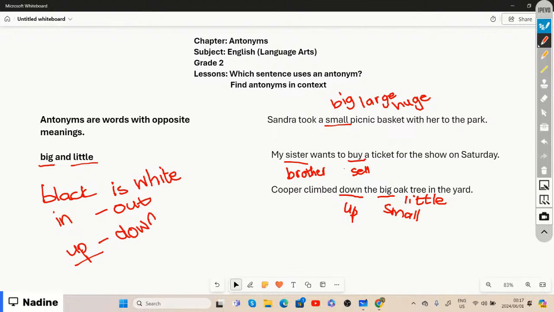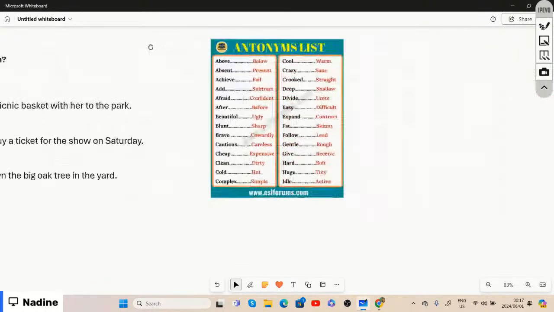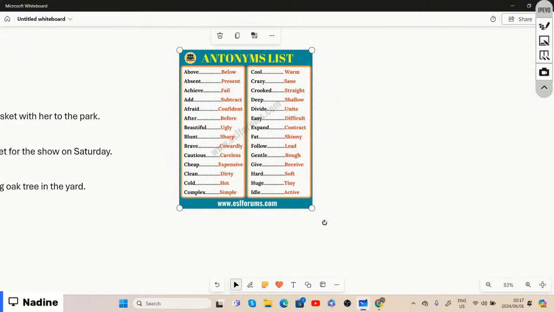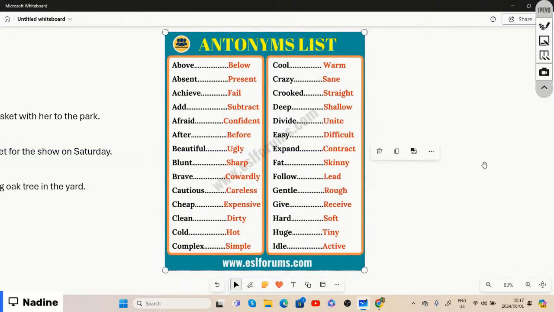All right. So now we're going to look at a few examples of antonyms. And we said antonyms are words with opposite meaning, right? So here we have quite a few words, a list of antonyms. And we said antonyms are words with the opposite meaning, right?